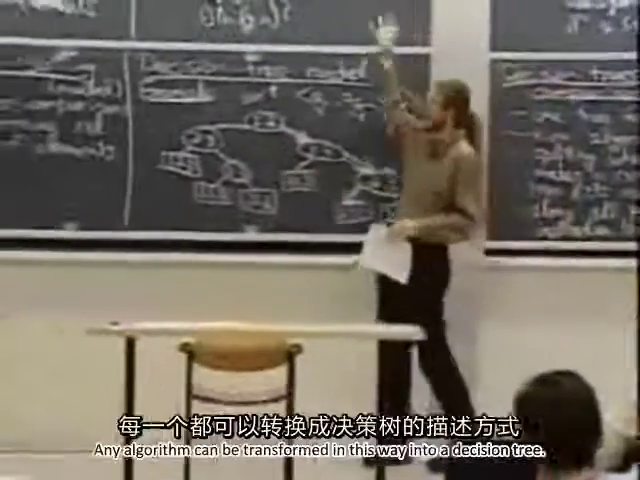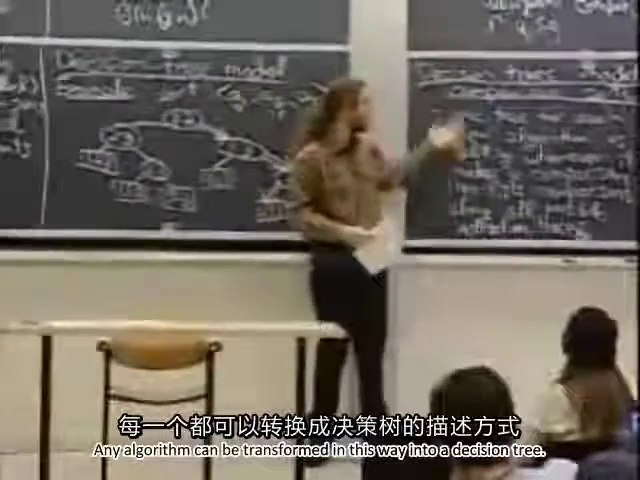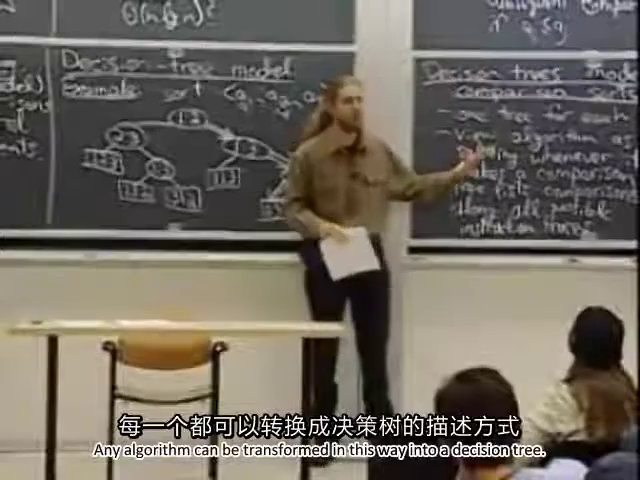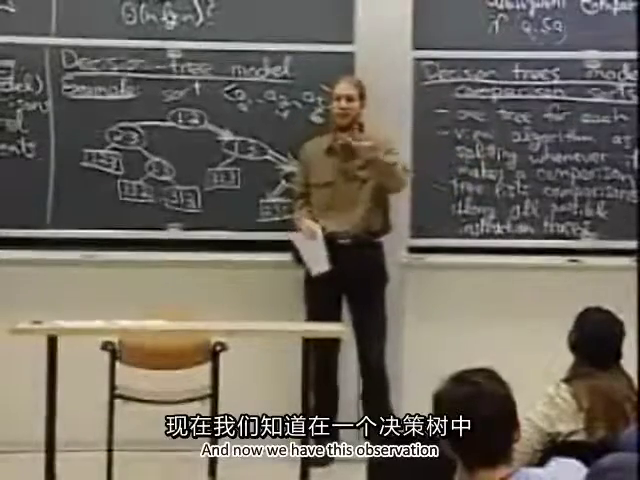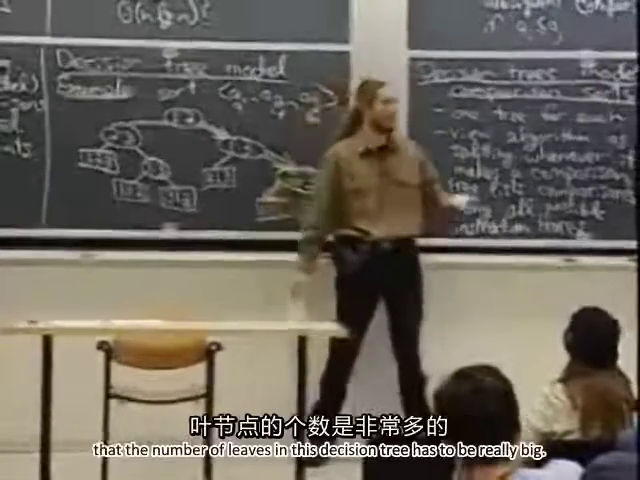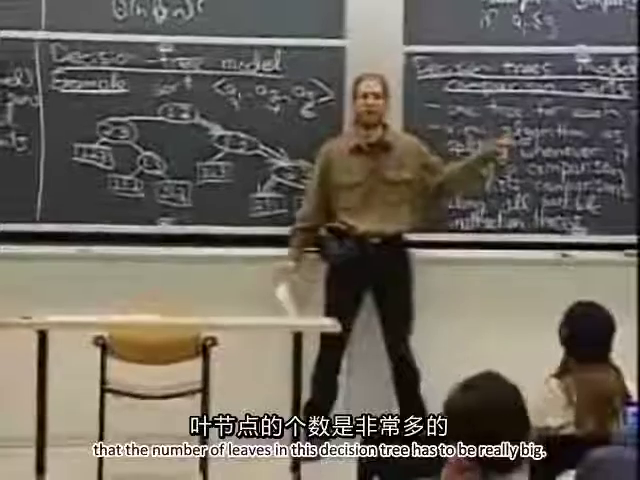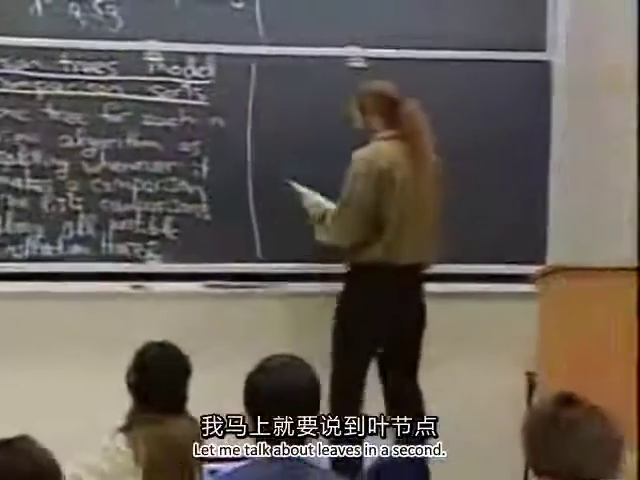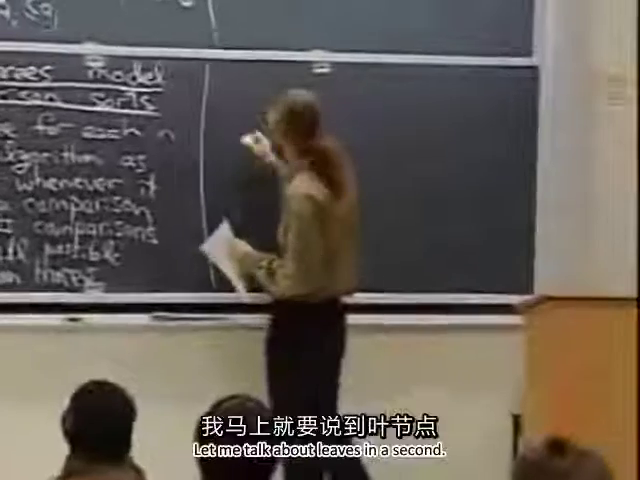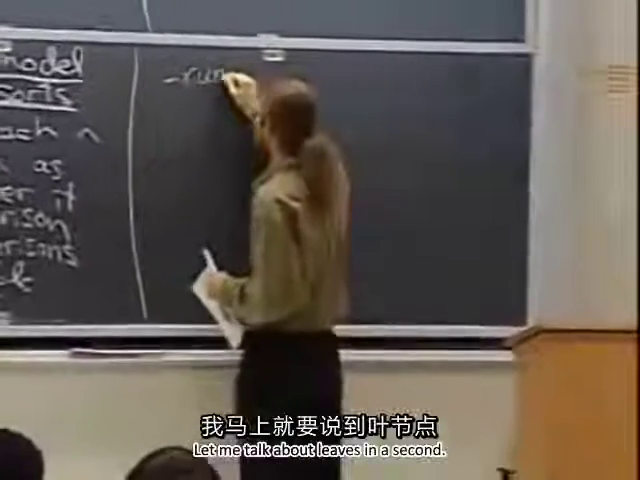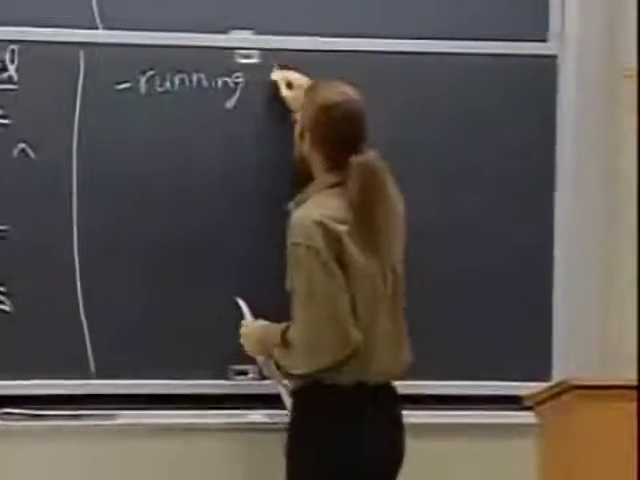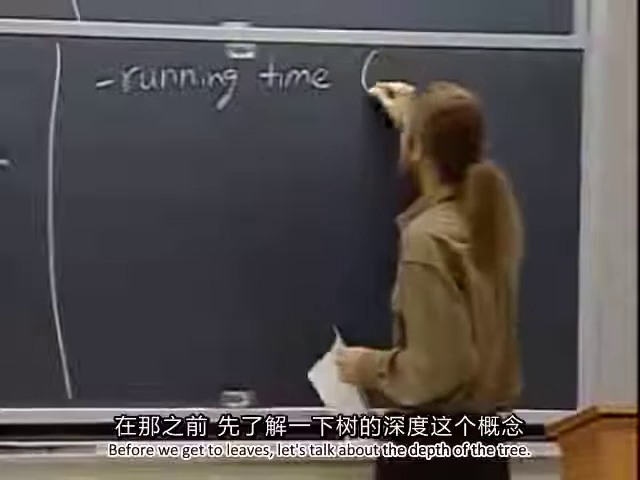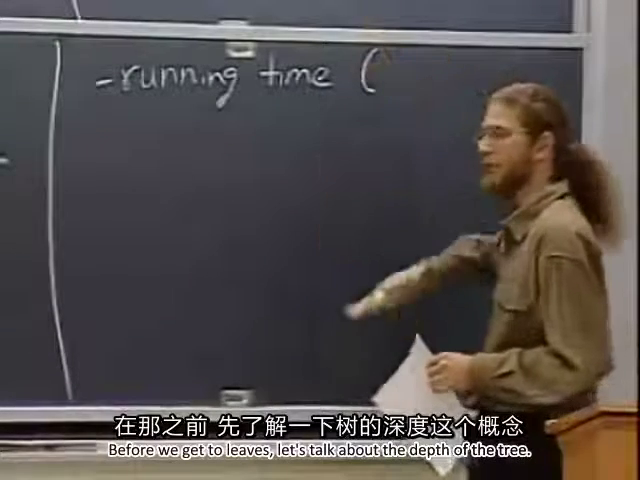Any algorithm can be transformed in this way into a decision tree. And now we have this observation that the number of leaves in this decision tree has to be really big. Okay, so let me talk about leaves in a second. Before we get to leaves, let's talk about the depth of the tree.